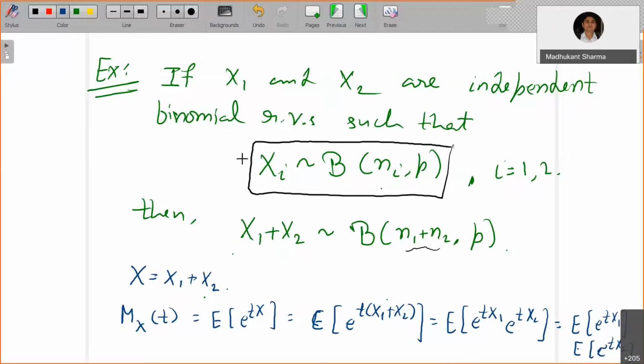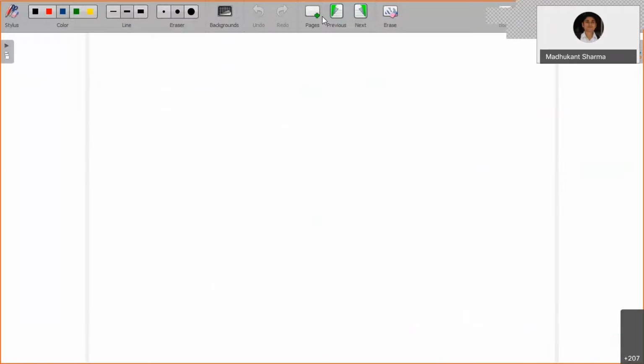Now you can use the moment generating function for the binomial random variable. I will explicitly give you what the moment generating function for the binomial random variable is. So let's say, what is the expectation of e to the power tx? That's our business, right?